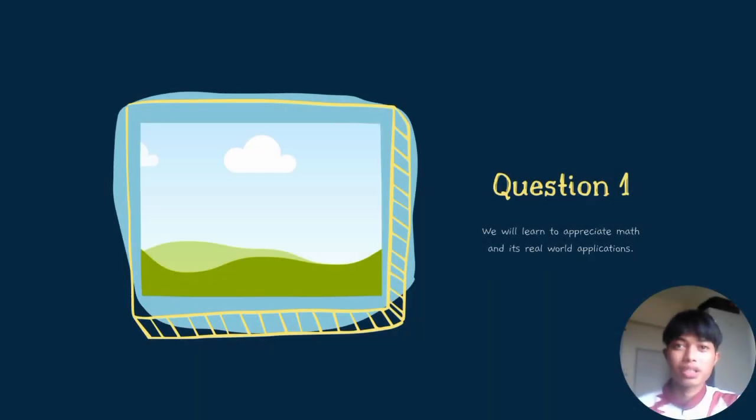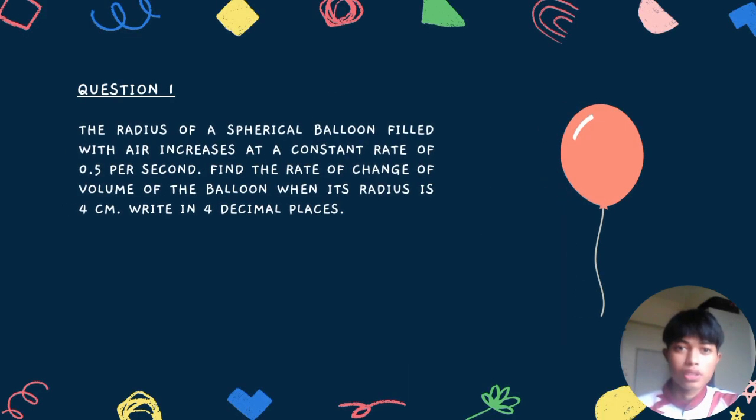Hi, my name is Muhammad Rizan and I will present question 1. The radius of a spherical balloon filled with air increases at a constant rate of 0.5 cm per second. Find the rate of change of volume of the balloon when its radius is 4 cm. Write in 4 decimal places.